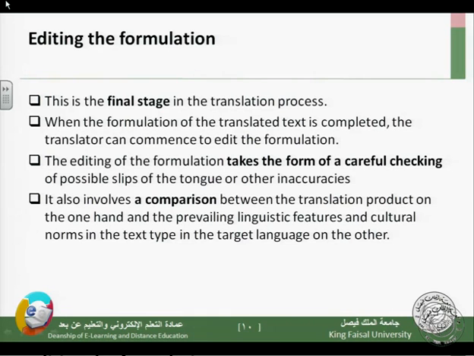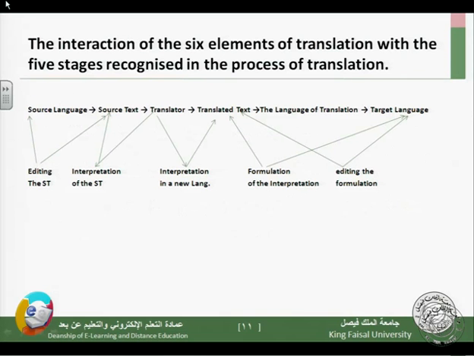Now, the final stage of our lecture today is to show you the relationship between what? Between the elements. Let me give you this slide, perhaps you can see what I'm talking about. Now look at this. This is the final stage, but it's a very interesting point. Why? Because it really summarizes the last lecture. You remember the 6 elements of translation I gave you last time, and the stages recognized in the process of translation.